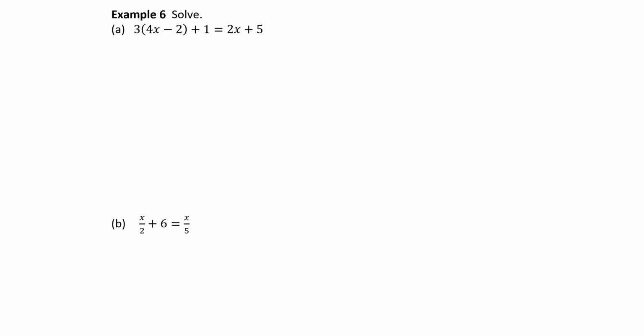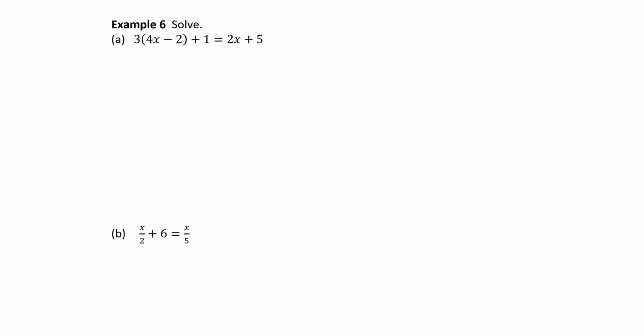It's not in that standard form that matches the definition, but what I want you to understand is that because x is raised to the power of 1, and there's no x squared, there's no x cubed, there's no square root of x, this makes it a linear equation. So if the highest power of x that I can find is 1, it is a linear equation.